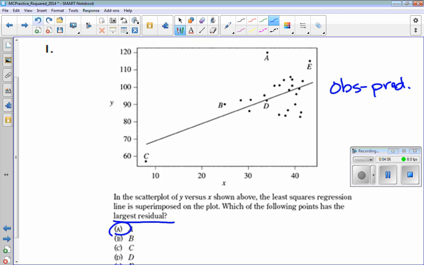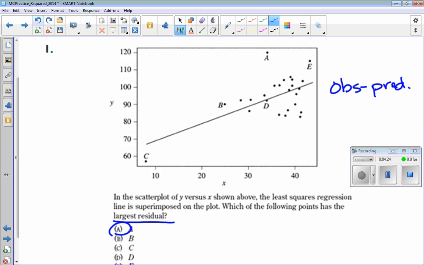D is like on it here. It's a little bit below, looks to me like. And then C is definitely below the line. Yes. Evie? What was the question? Then what if the question was, what was the smallest residual? So I think that's what the point is, and I don't think they're going to try to trick you in that sense, okay?